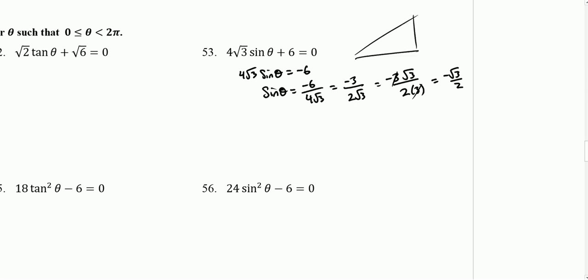Think about your 30, 60, 90 right triangle with the side lengths given. And we want the sine, which is opposite. So we want root 3 to be the opposite. That's the opposite of 60. So we're working with 60 degrees in. Now sine's negative root 3 over 2. So negative y is negative in the quadrants 3 and 4. And so 60 degrees in quadrants 3 and 4.